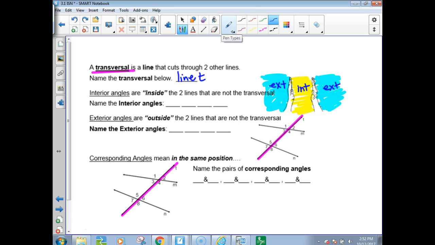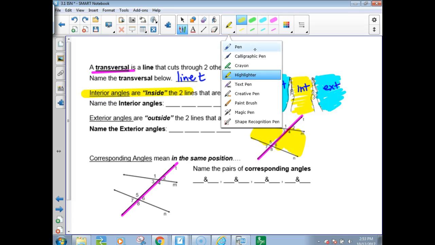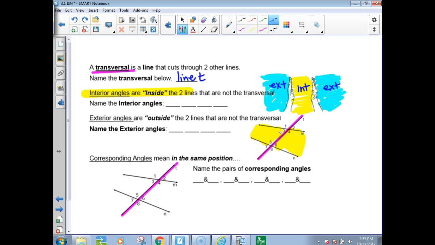All right, interior angles. So I'm going to highlight that these are about interior angles and where that is. They're inside the two lines. So that's going to be in here. The interior angles are 3, 4, 5, and 6. So angle 3, angle 4, angle 5, and angle 6.